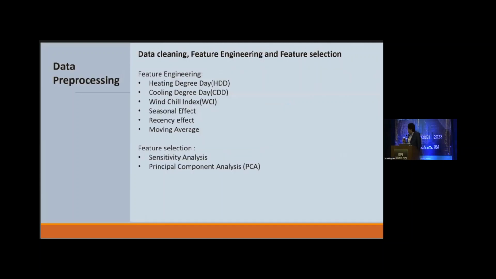Other than the given features, we applied some feature engineering based on our research. We came up with variables like wind chill index, cooling degree days, heating degree days, seasonal effect, recency effect, and moving average. Based on this, we came up with so many variables that for feature selection we used sensitivity analysis and principal component analysis to reduce the features feeding into the model so that it doesn't overfit or underfit.